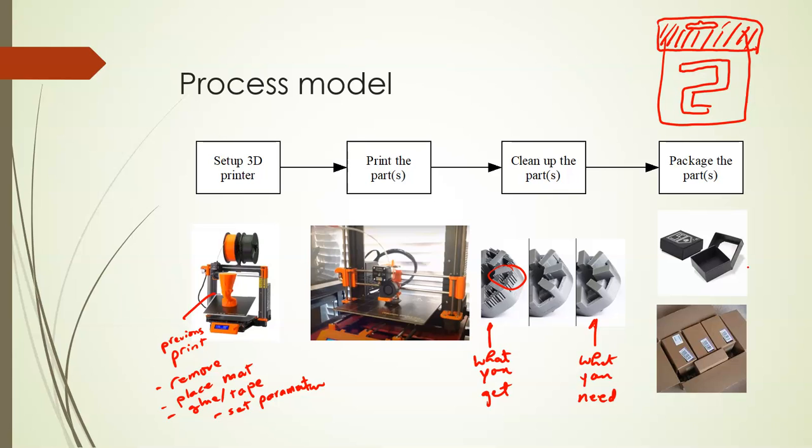So either this or this, and at the end put it into a big box. This is what our process model looks like. We have four major steps.